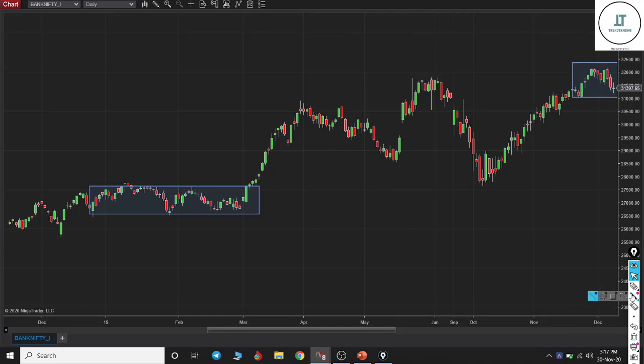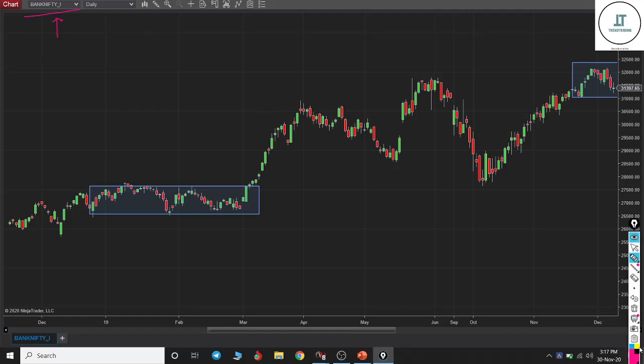I will take an example of a Bank Nifty candlestick chart with daily time frame. Just note it down: to look at market phases, we need to look at higher time frames. So in this case, I am using a daily time frame chart.